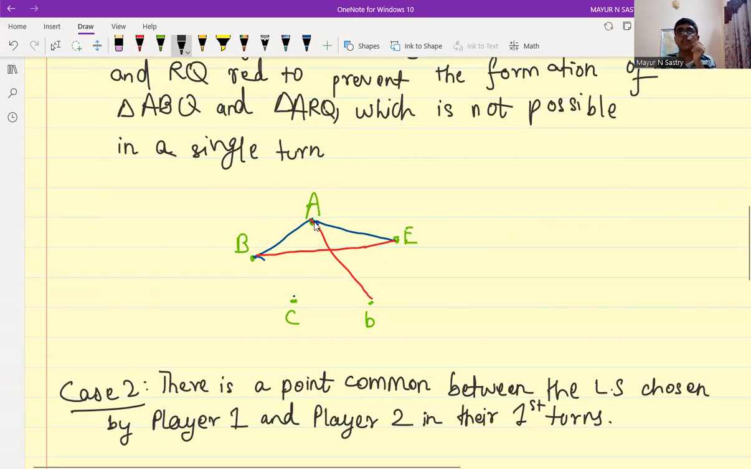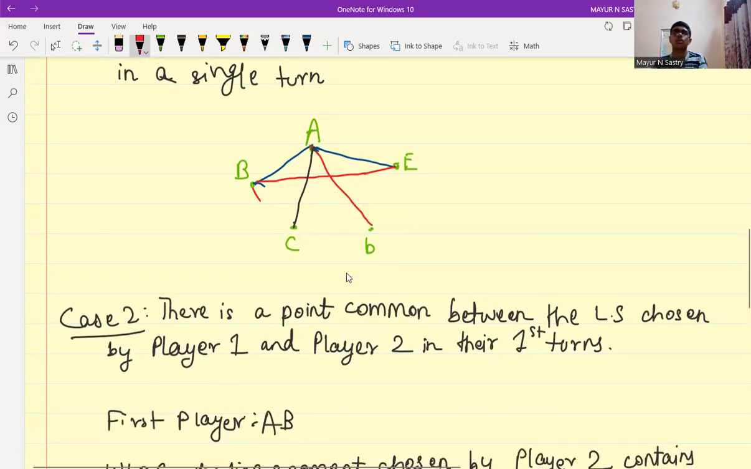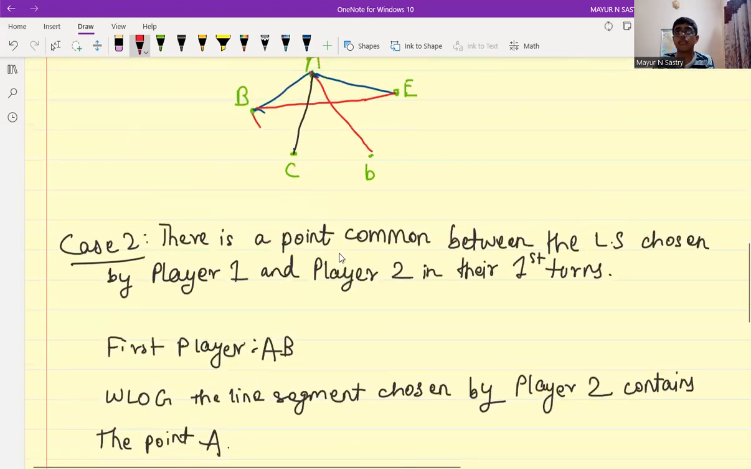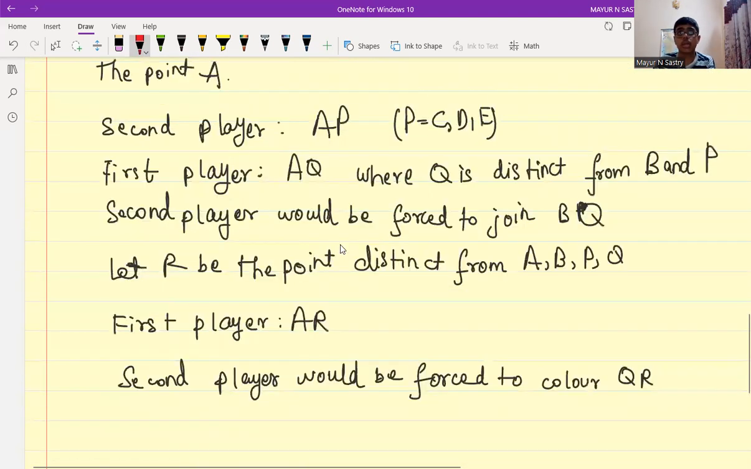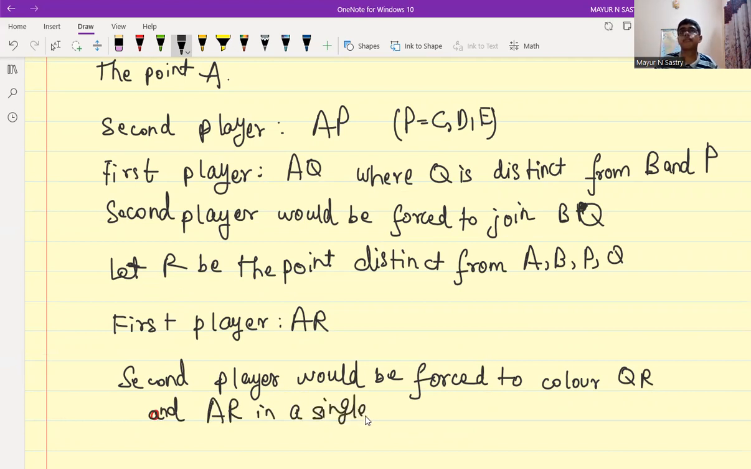And there's also one more possibility. So if I join AC, then the second player is forced to color BC as well as CE, which is the same as saying BR as well as QR. So realize that AB is colored blue, AR is also colored blue. So BR also has to be colored red by the second player. So the second player is forced to color BR and QR in a single turn, which is not possible.